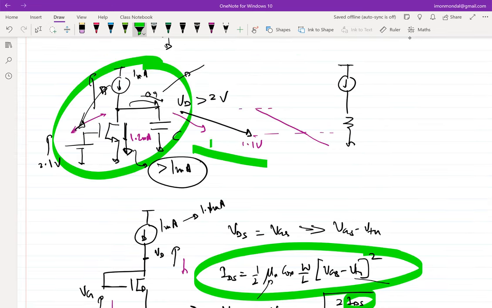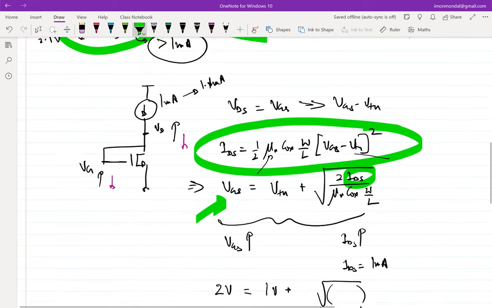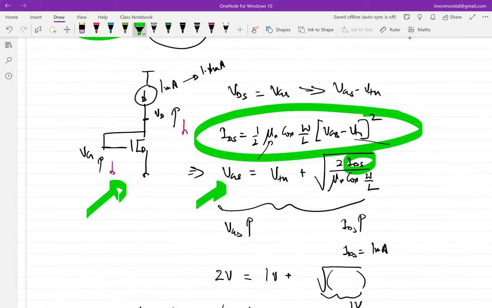If you set it up the other way, it will probably be in saturation for one magic voltage. If something changes, the transistor goes off, and then you cannot use that condition. But if you set it up like this, then the transistor is always in saturation, and obviously you can use that equation all the time.